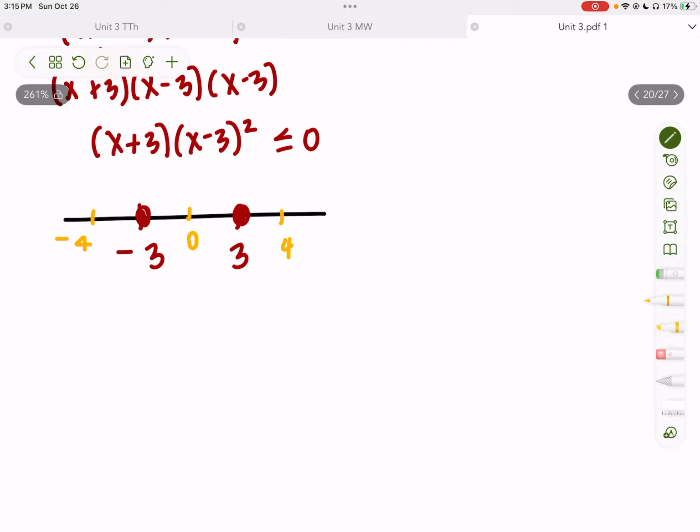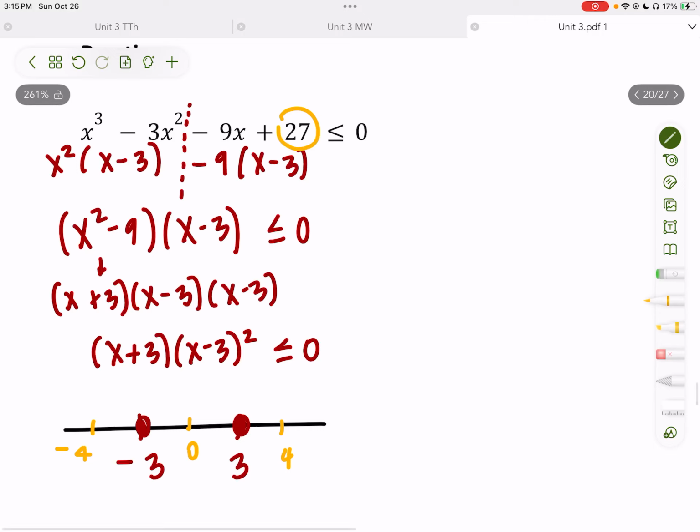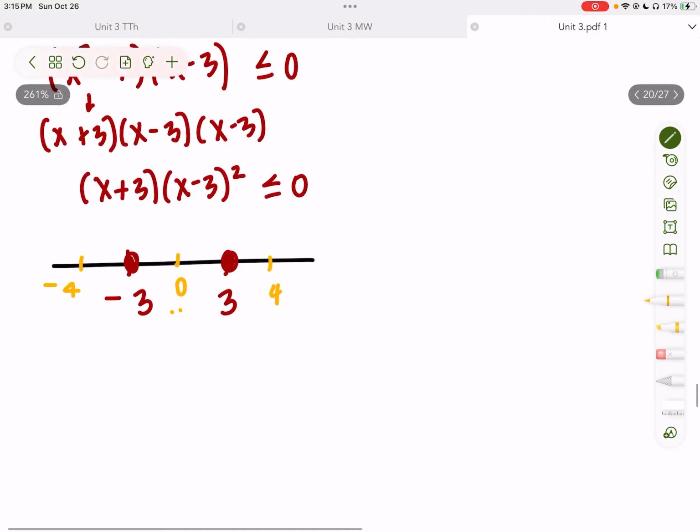I am going to start with 0 because that one's nice and easy. I know that if I plug in a 0, I get 27. That's not going to work. What's probably going to happen is that -4 and 4 will work, but I'll do both just to check.